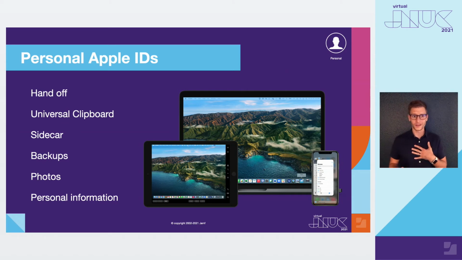Some of my favorites is Universal Clipboard. I can copy something from my Mac and paste it onto my phone, or vice versa. I can type something on my phone when I'm not at my desk. I can get to my desk and I can copy and paste right from my iPhone right to my Mac. I can use Handoff, start a note and pick it up on my Mac. Backups, photos are all secured and saved across all of my devices. And then personal information.